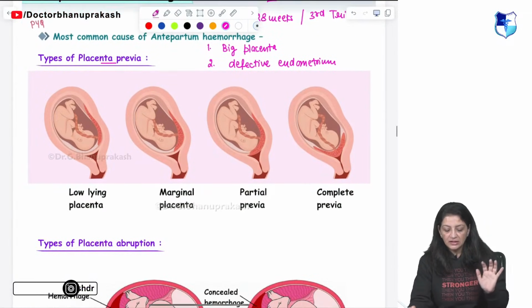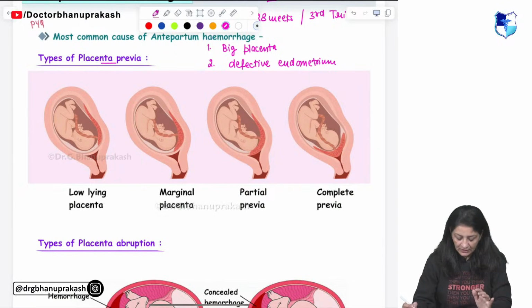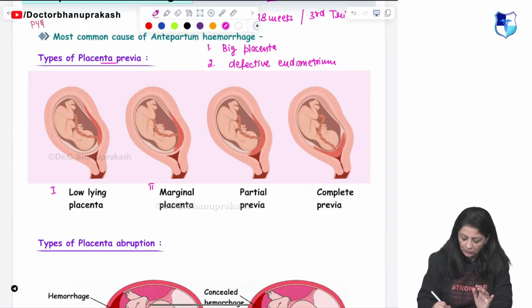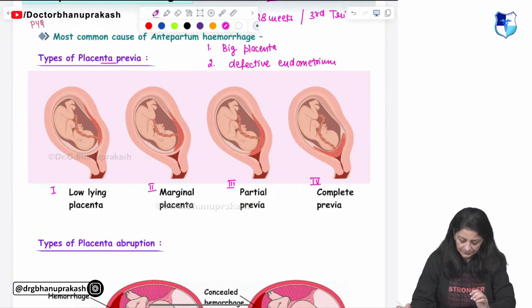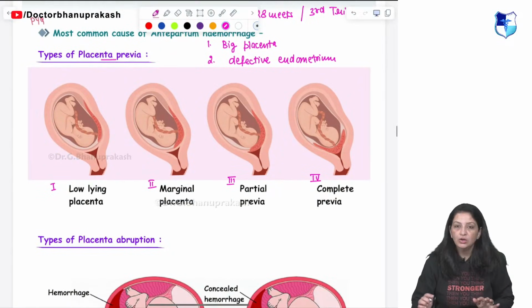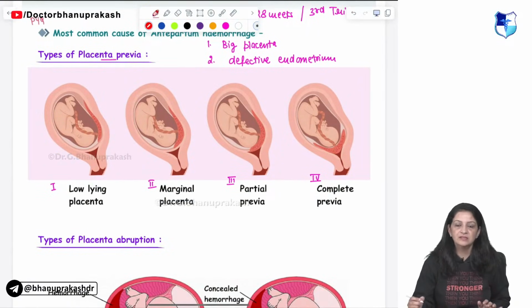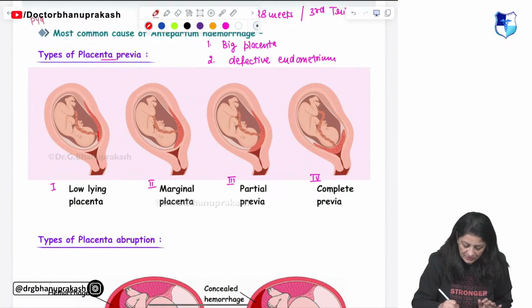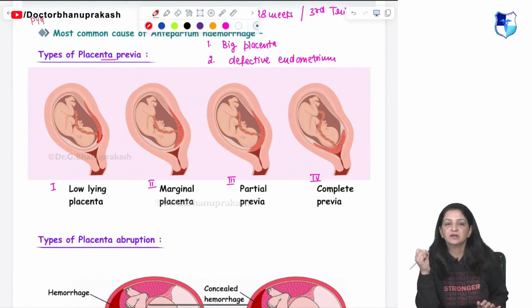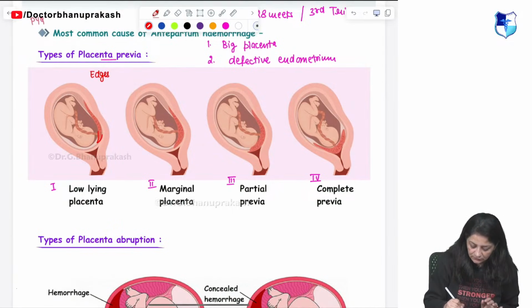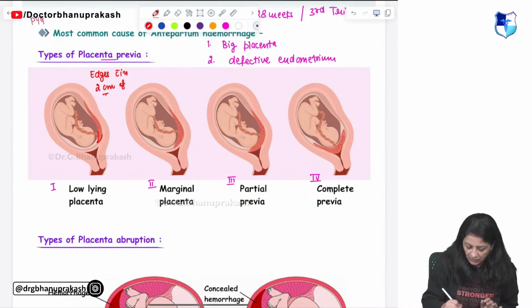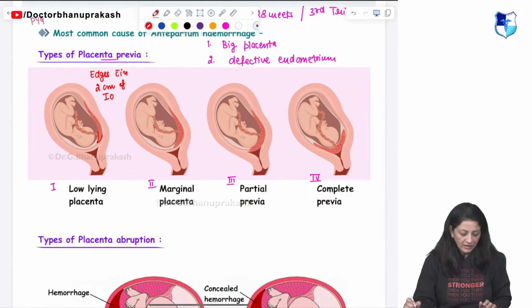Now, these are the types of placenta previa. Type 1, type 2, type 3 and type 4. Type 1 is a low-lying placenta, which means the placental edge is present within 2 cm from the internal os. This is called low-lying placenta.